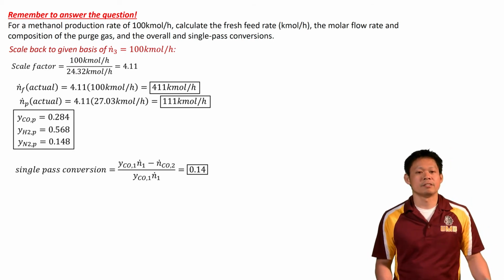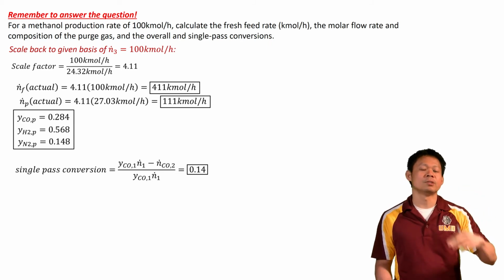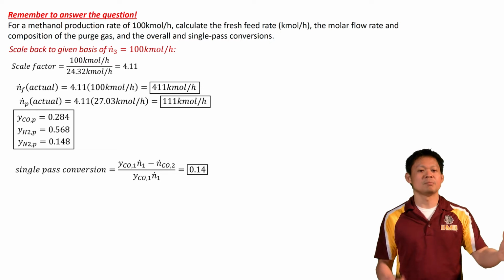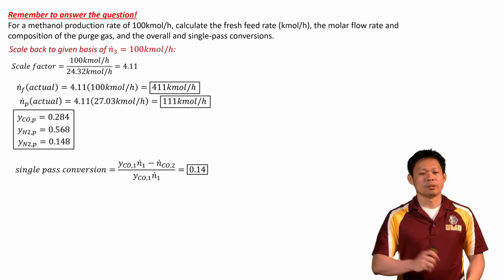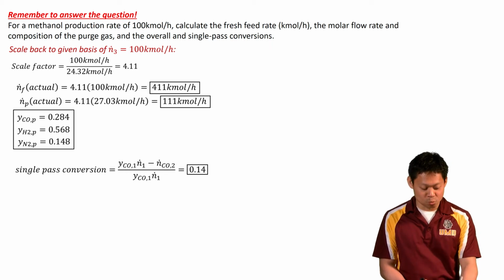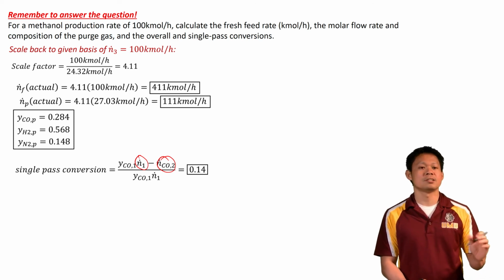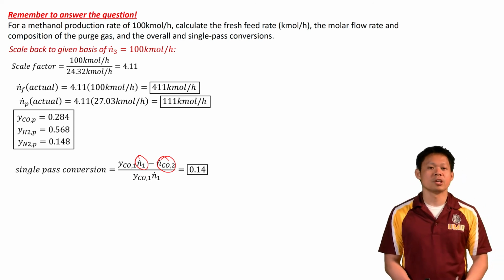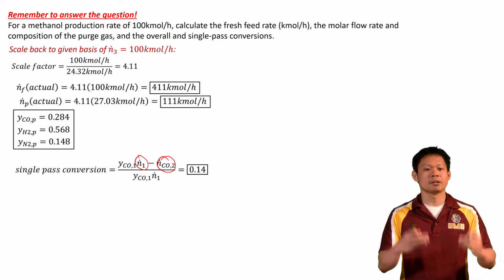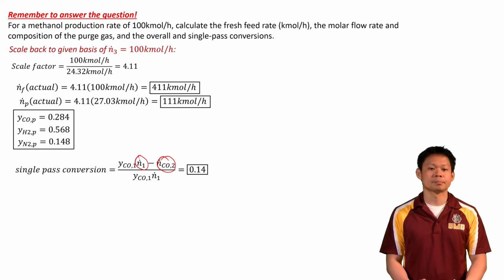Single pass conversion is defined as the moles of the reactant that is reacted within the reactor over what you fed in, or in other words, in minus out divided by in. And if you put in the numbers, it's 0.14. Now you realize in this case, I didn't scale up N1 and I didn't scale up this value. You could do that as well, but a single pass conversion is another one of those quantities, just like your mole fractions, that will not change with scaling. So you can go ahead and scale up all these values and go through the math and do the single pass conversion with and without scaling. You'll end up with the same conversion of 14%.